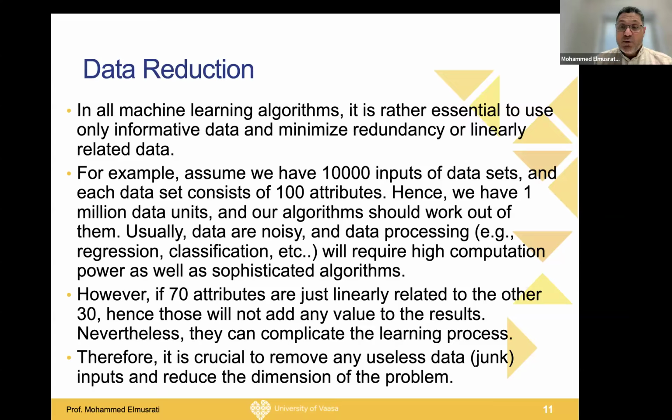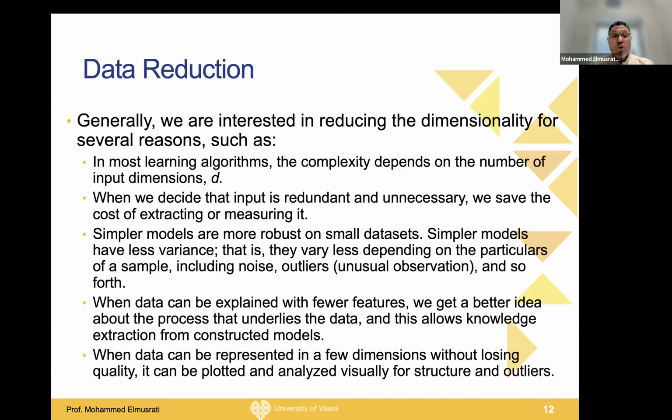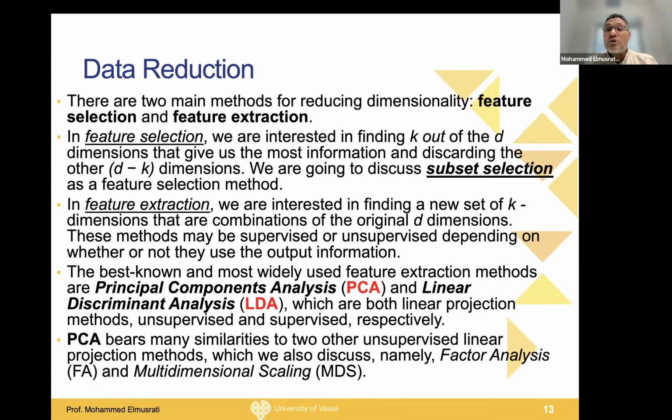So now I will start today by talking about data reduction. How to reduce data, and remove unnecessary data and unnecessary dimensions. How can we remove them? Actually, we have two ways to do that. The first is called feature selection, and the second one is called feature extraction.